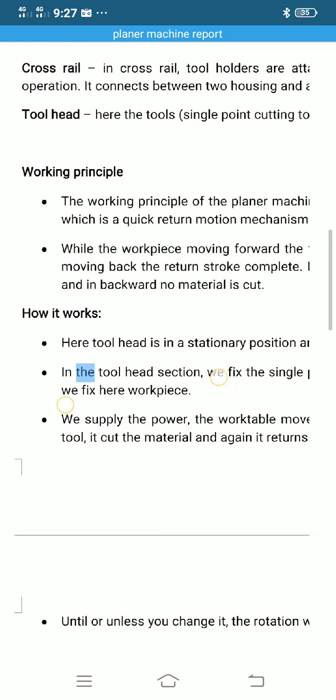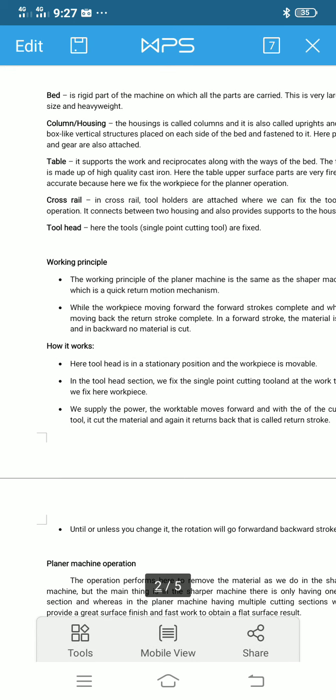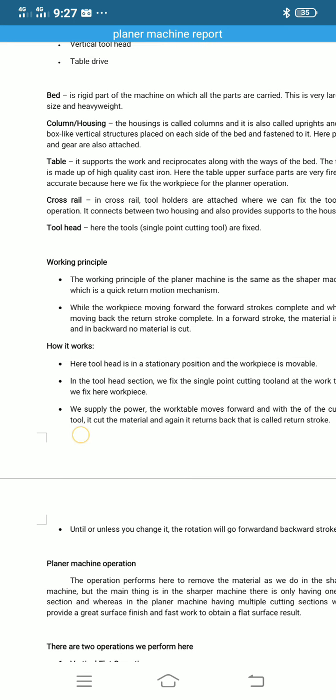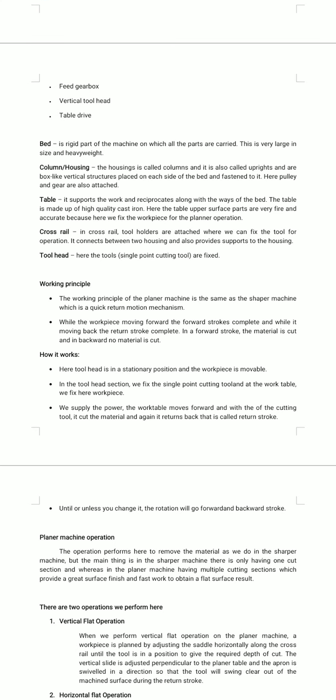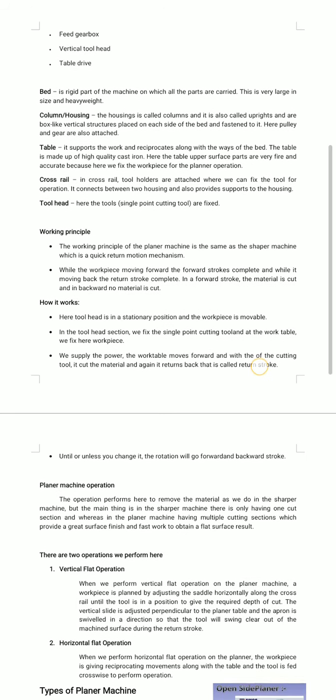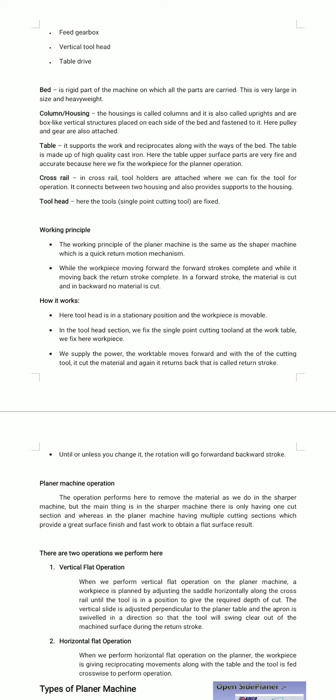Working principle. The working principle of the planer machine is the same as the shaper machine, which is a quick return motion mechanism. While the workpiece is moving forward, the forward stroke completes, and while it is moving back, the return stroke completes. In a forward stroke, the material is cut, and in the backward stroke, no material is cut. So how does it work?